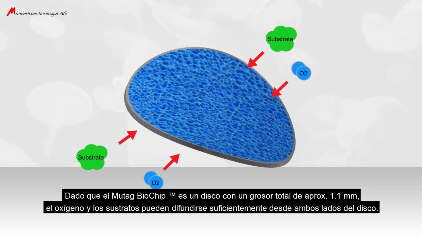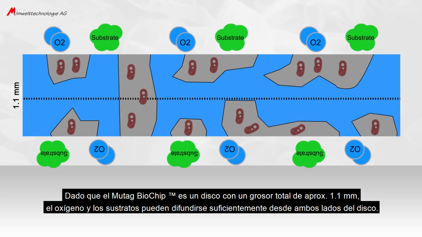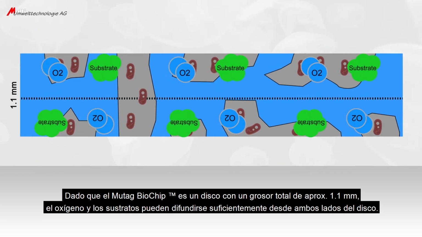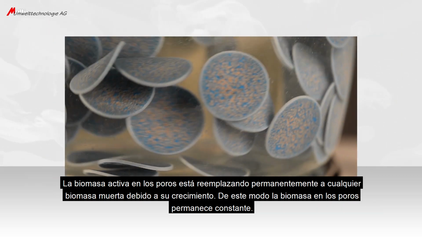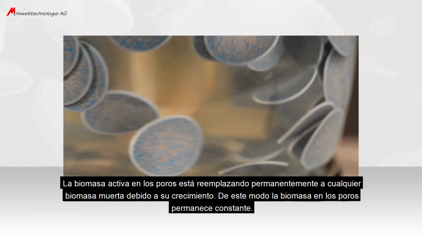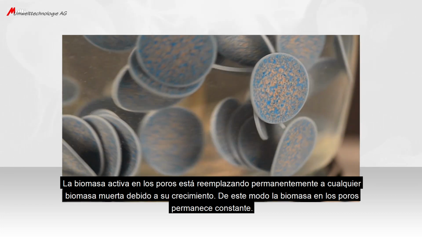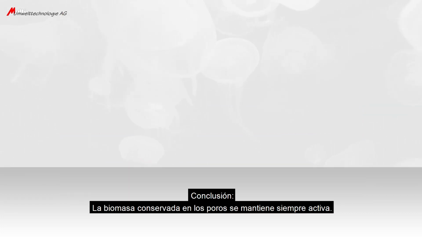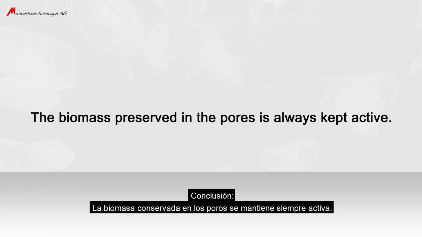Since the Mutag BioChip is a disc with a total thickness of approximately 1.1 mm, oxygen and substrates can sufficiently diffuse from both sides of the disc. The active biomass in the pores is permanently superseding any dead biomass due to its growth. Thereby, the biomass in the pores remains constant. Conclusion: the biomass preserved in the pores is always kept active.